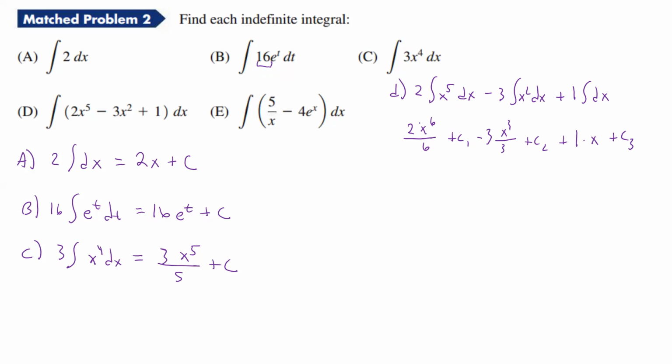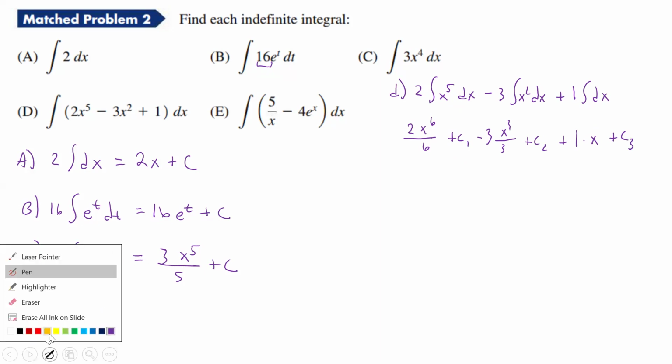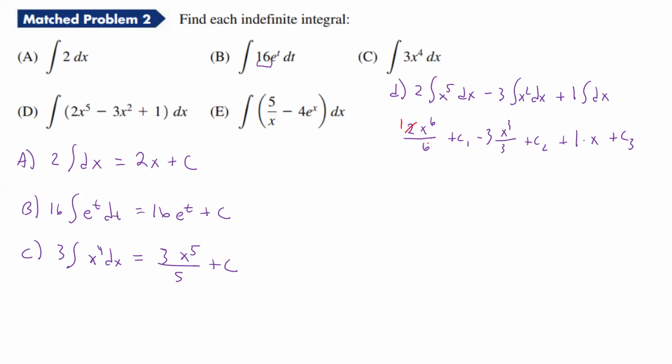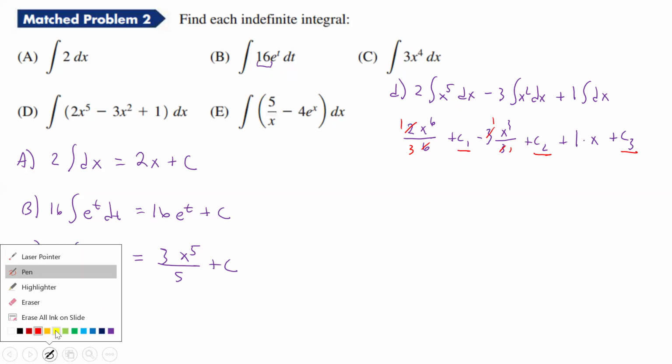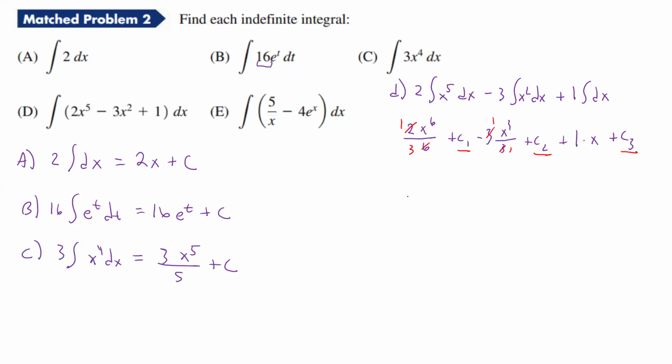All right, so what am I going to do? Well, I'm going to reduce. Let's use a different color and cancel stuff. 2 will go into 6 three times, and the 3's both cancel to 1 and 1. And I'm going to take these 3 constants, c1, c2, and c3, and rewrite them as just one c. So now I'm going to rewrite this as x to the 6th over 3, minus x cubed, plus x, plus c. I've taken those three constants and combined them into just a c. All right, so that's D.